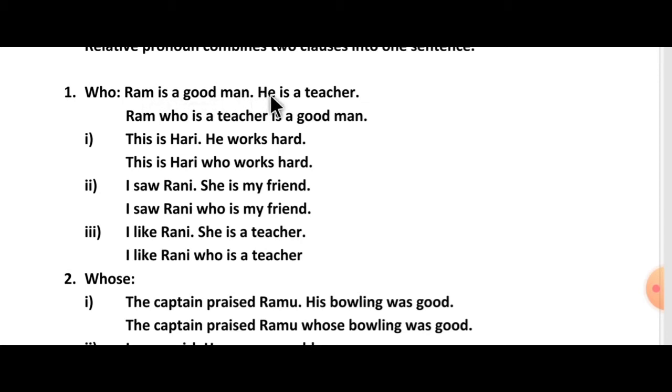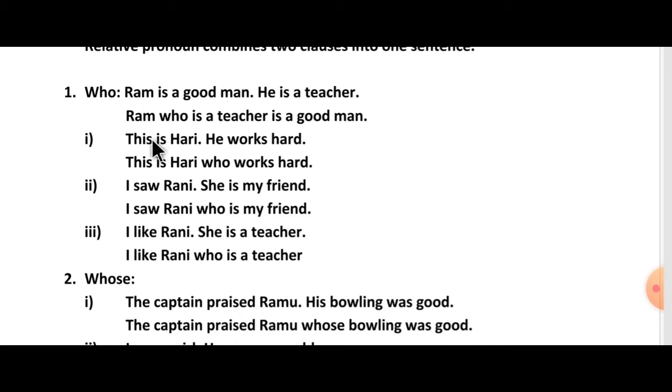The next step is to remove the related word in the second sentence. Here the related word in the second sentence is the pronoun he. You have to remove this and add the relative pronoun given in the question, who. After that, make the second sentence a clause. Add this clause after the noun in the first sentence. The answer is: Ram, who is a teacher, is a good man. Hope all of you understood how to combine sentences by using the relative pronoun who.